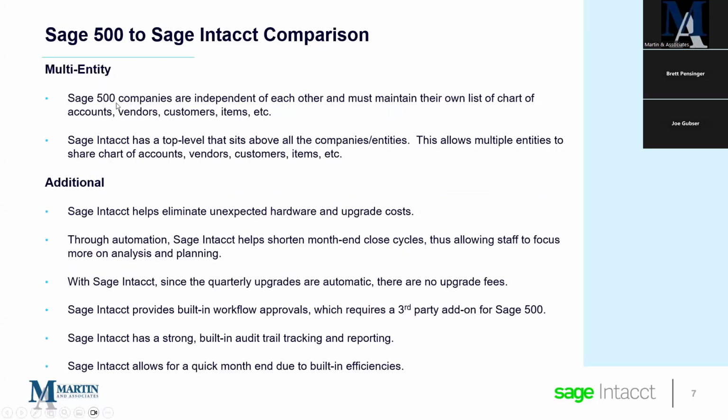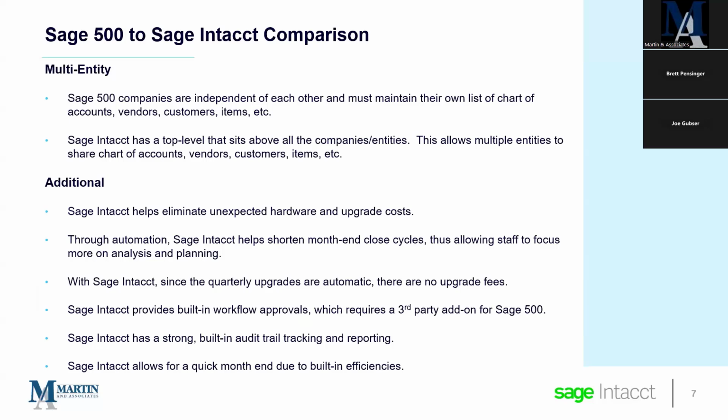Multi-entity. Both Sage 500 and Sage Intacct are multi-entity environments. The difference is Sage 500 companies are independent of each other. They're all siloed in effect, where each company is its own container of data. And as a result, you have to maintain your own list of chart of accounts, vendors, customers, items, etc. for each Sage 500 company. Sage Intacct has what's called a top level that sits above all your companies or entities. And this allows multiple entities to share a chart of accounts, your vendors, your customers, your items. So you're only maintaining them in one place, and then all the companies or entities below the top level then use those shared master files.